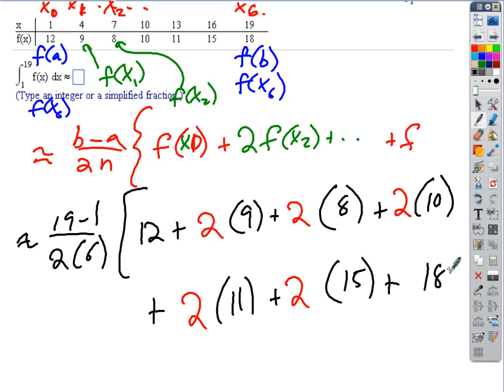Wait, should it be 19 at the end? No, we're taking the y values. So that's f of a, there's f of b. That's the x value. We don't care about the x value. So that's our answer. Wait, so it doesn't matter if the x value is going up by 3, we just count them as 0, 1, 2. Well, all that is telling us, if they're going up by 3s, is that delta x is 3. We don't need delta x. No, we don't need it. Does that make sense?